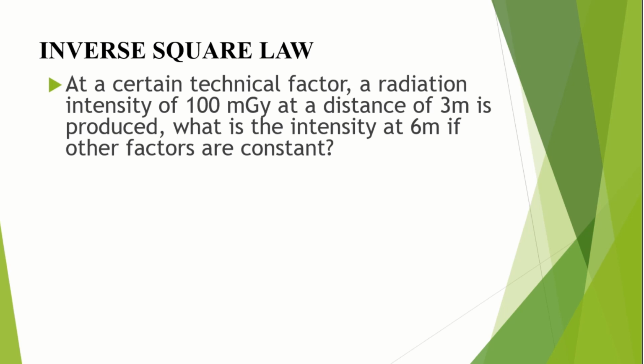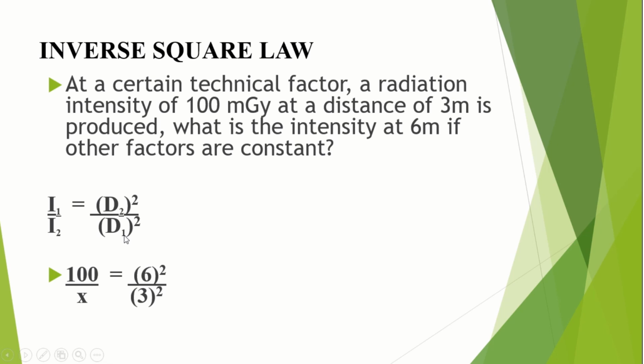Example, at a certain technical factor, a radiation intensity of 100 milligray at a distance of 3 meters is produced. What is the intensity at 6 meters if other factors are constant? Of course, using the formula I1 over I2 is equal to D2 squared over D1 squared. So we have 100 over x is equals to 6 squared over 3 squared.